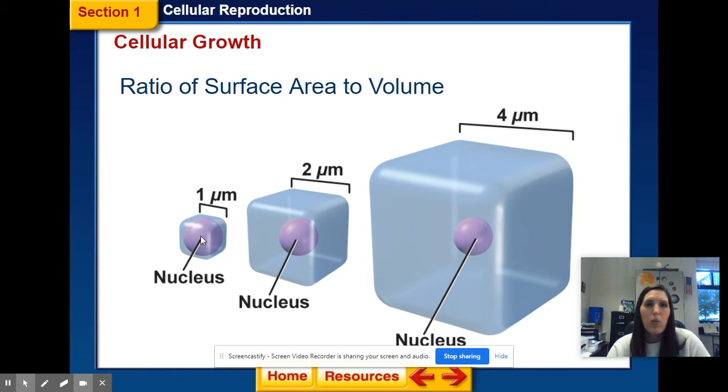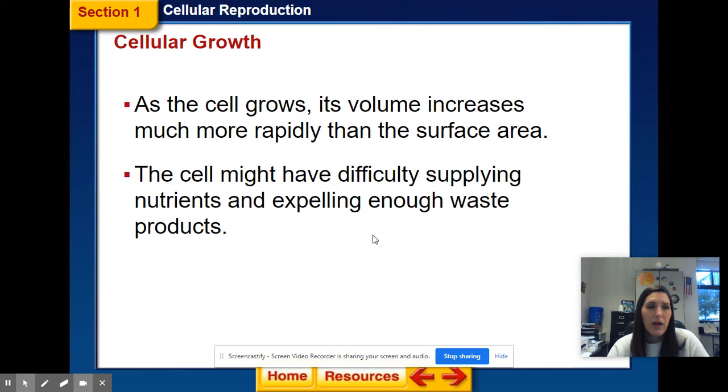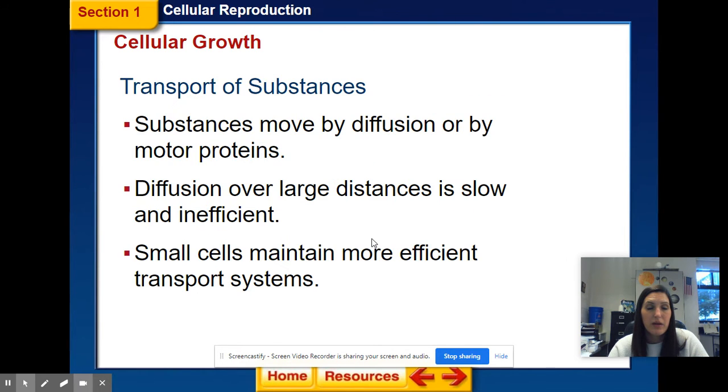So we're talking about why do cells need to make a new copy? Why make a new cell? It's basically because the cells can't just grow bigger. A bigger person doesn't have bigger cells. They just have more cells inside of them. As a cell grows, the volume increases much more rapidly than the surface area. The cell might have difficulty supplying nutrients and expelling enough waste product.